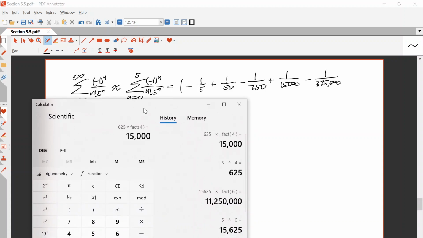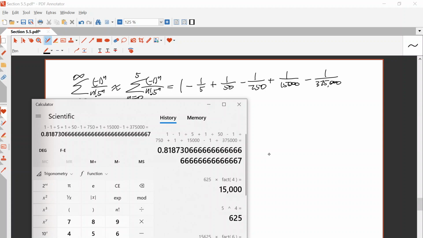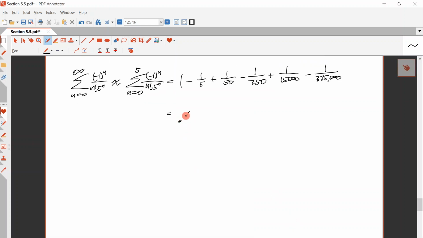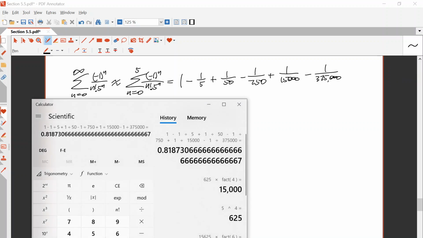Alright. So we've got 1 minus 1/5 plus 1/50th minus 1/750th plus 1/15,000 minus 1 over 375,000 gives us 0.818730. 1, 2, 3, 4, 5, 6, and then a bunch of 6's after that.